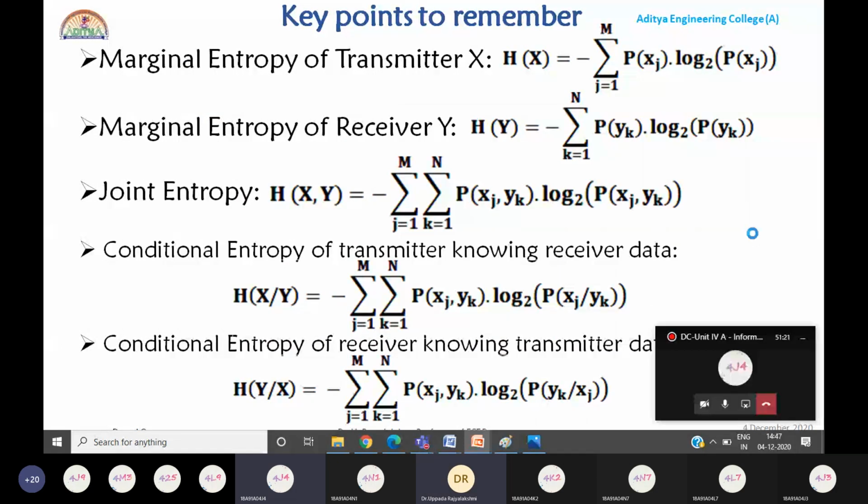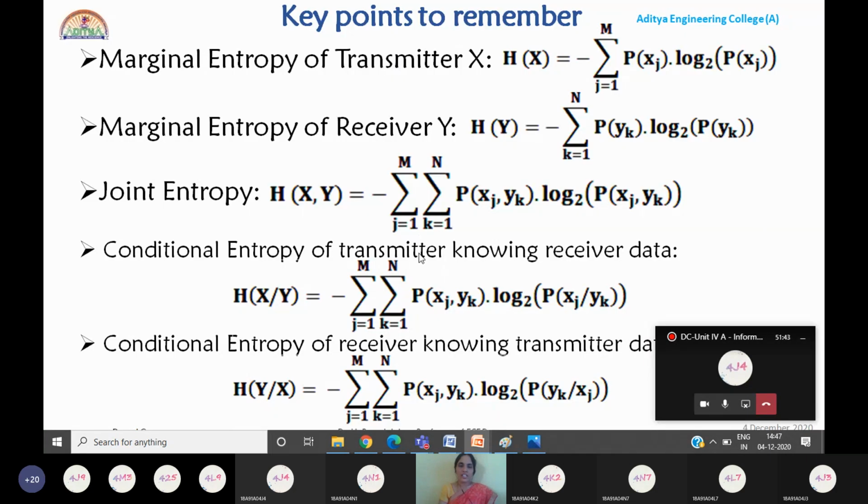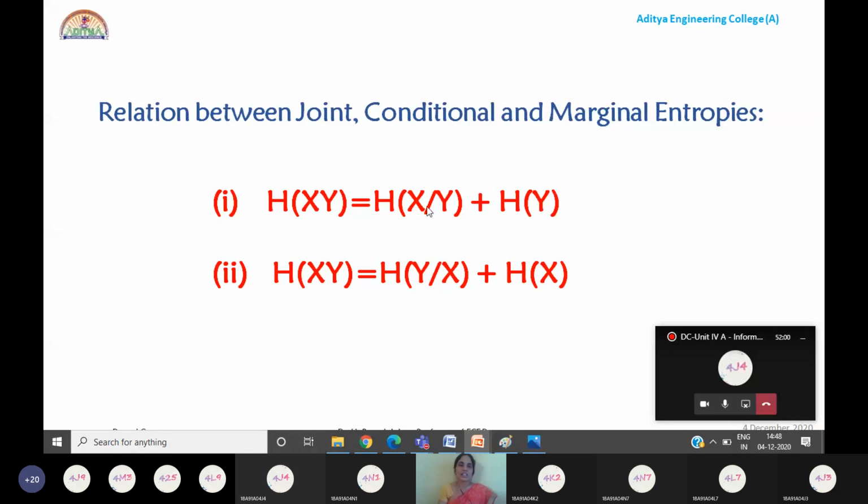Okay. So now let us move to the relationship between the joint, conditional and marginal entropies. Here I told you that we know the basic expressions of marginal entropies, conditional entropies and joint entropy. Basic equations we studied. In the last slide you have seen all these expressions. But how to relate h of x, h of y, h of xy, h of x by y and h of y by x? Is there any relation between all these entropies? Okay, so let us see how all these are interrelated.